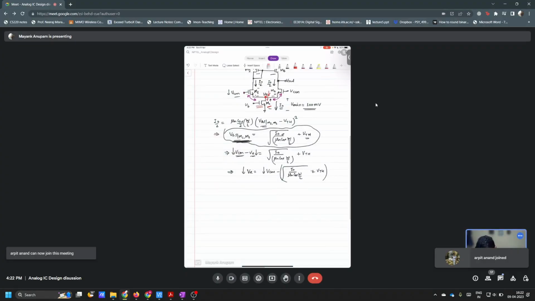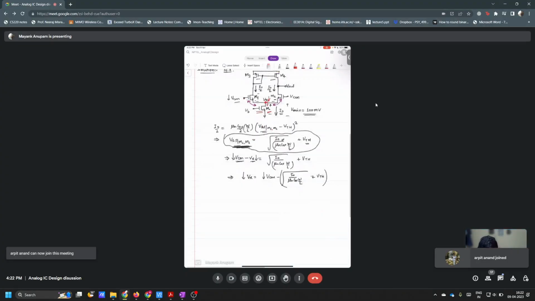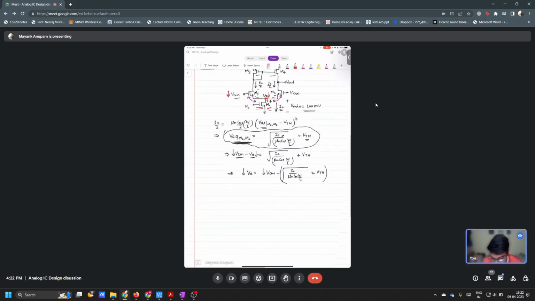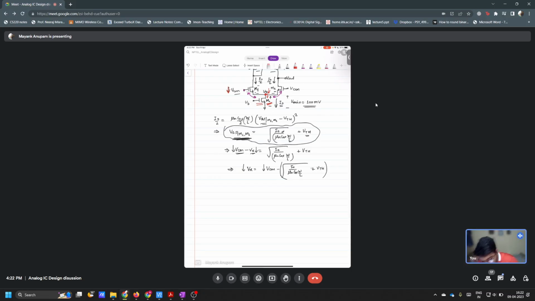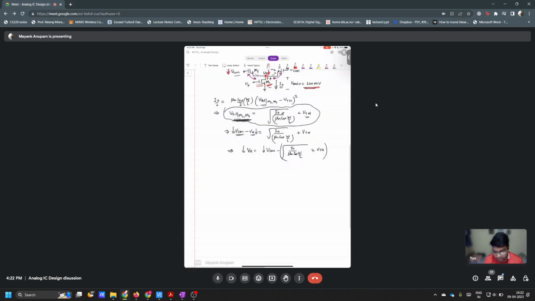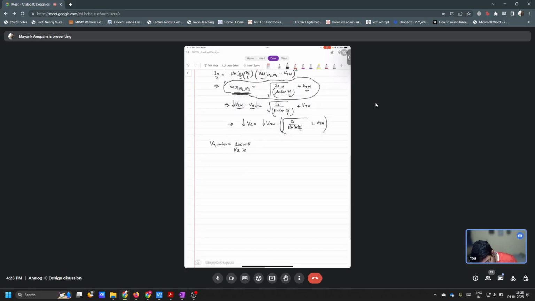That is why they have asked you what is the minimum possible VCM that you can use while making sure that M0 is not going out of saturation. You already know that the minimum that Vx can go is 100 millivolts, isn't it? That is already given. So you can use Vx minimum is equal to 100 millivolts, correct? Definitely Vx has to be greater than or equal to Vx minimum, which is equal to 100 millivolts.